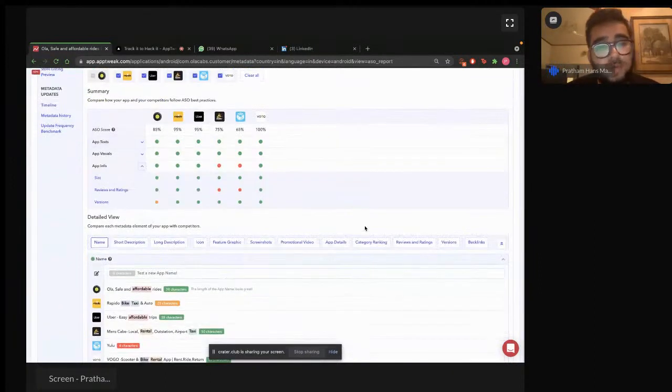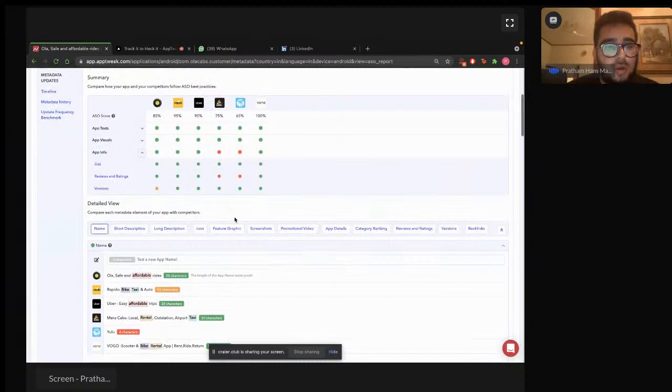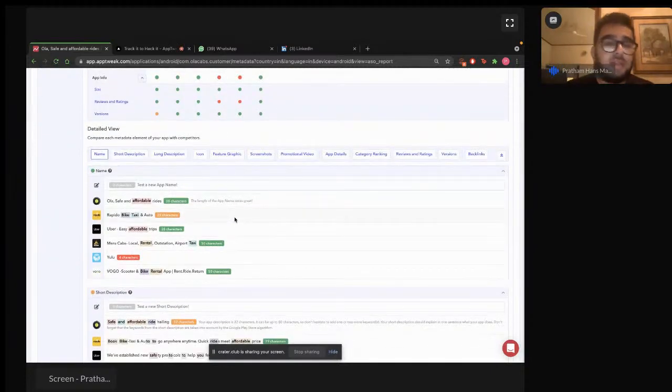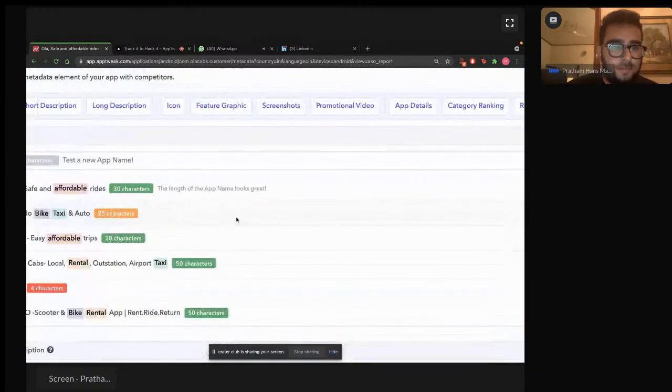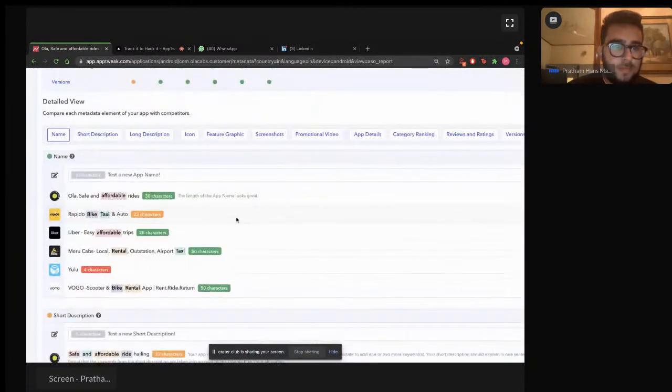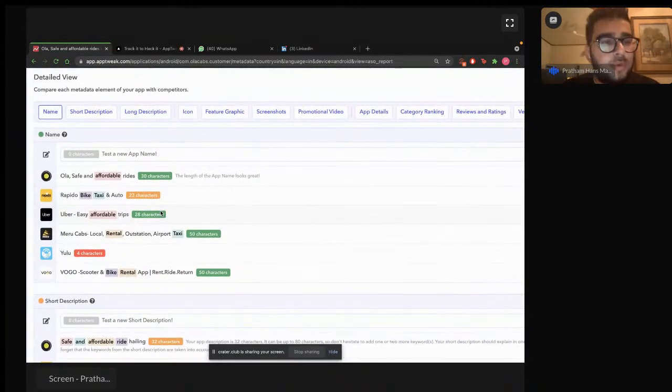Now, with the Google Play Store, we have the three prime areas. That is the app name, we have the short description, we have the long description. Now, while focusing on these, the major tip here and a common mistake that we see across end users is that they tend to repeat the same keywords across their name, their short description, and their long description. Right? Now, say for example, I am Ola and I have keywords like safe, affordable, right?